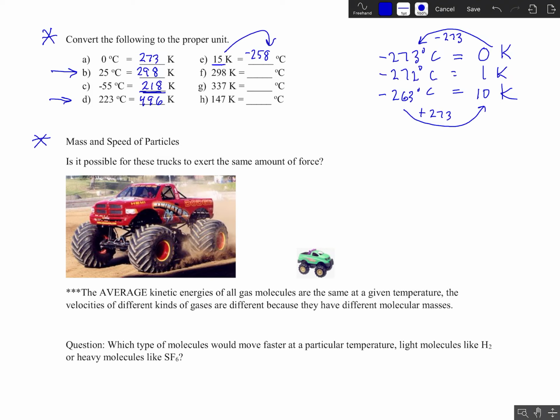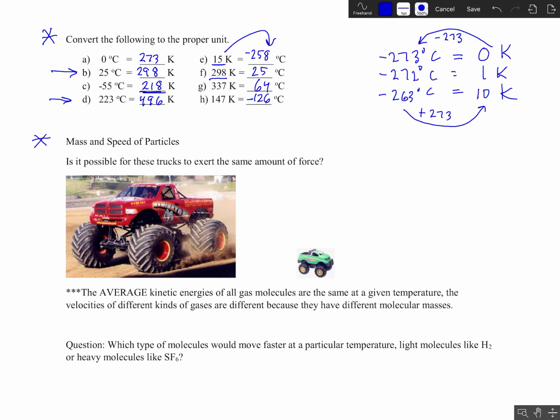So 298 Kelvin, if we subtract 273 from that, that gives us 25 degrees Celsius. 337, so if we take 337 and subtract 273 from that, we get 64 degrees Celsius. And finally, 147, if we subtract 273 from that, we get negative 126. So make sure, kiddos, that you can convert from Celsius to Kelvin and Kelvin to Celsius. Pretty straightforward. We'll make that part of your next quiz.